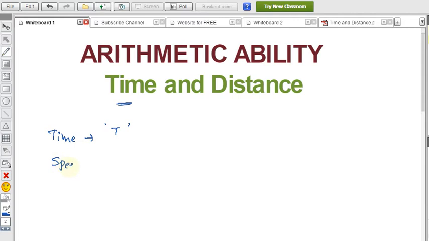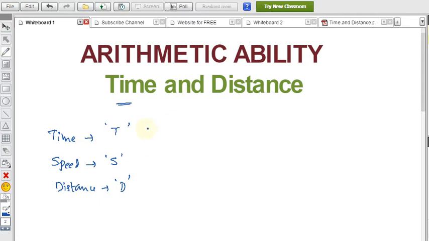Speed. Speed is denoted by s. The distance traveled by a moving body per unit time is known as the speed. Then there is a word distance. Distance will be denoted with d. The length of the actual path traveled by the body during its motion, in a given interval of time, is known as the distance. It is denoted by d.